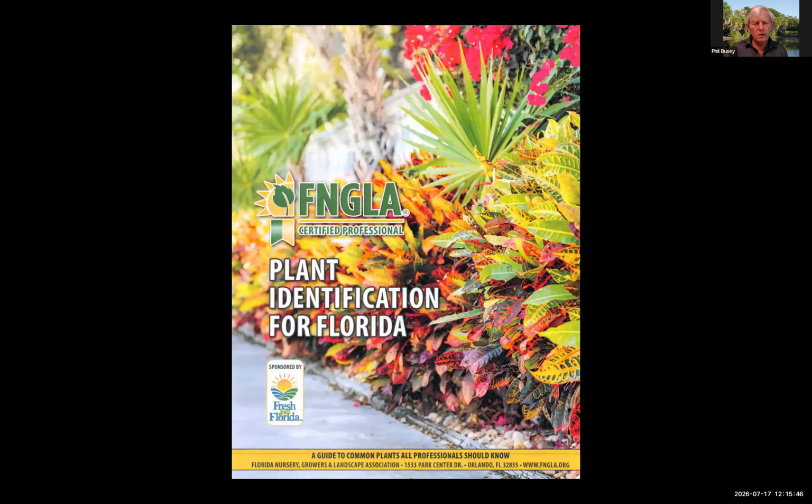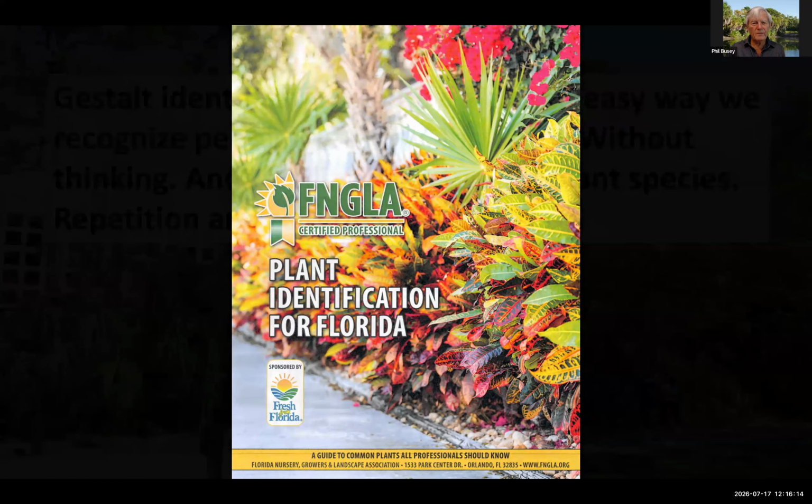If you're studying for certification for Florida Nursery Grower and Landscapers Association or for other purposes, it's always good to have a list to start from. Although this is a very small list, there are books and books representing literally thousands of plants that grow wild here in Florida, and then probably tens of thousands of other plant species. So it's good to have a framework or a list to work from.